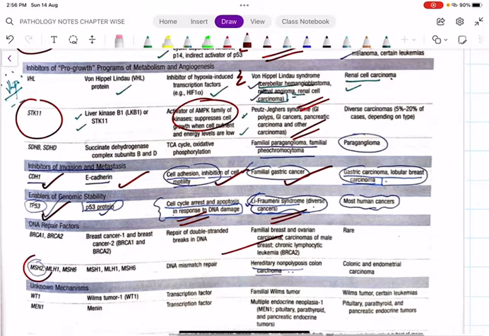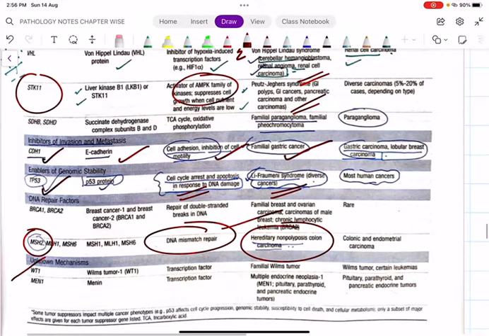Then MSH2, MLH1, MSH6, all this is HNPCC, hereditary non-polyposis colon carcinoma. And remember, MSH2, MLH1, MSH6, all these are involved in DNA mismatch repair. Then WT1 is Wilms tumor 1, which actually causes Wilms tumor, one of the small round blue cell tumors of the infants, or the newborn.